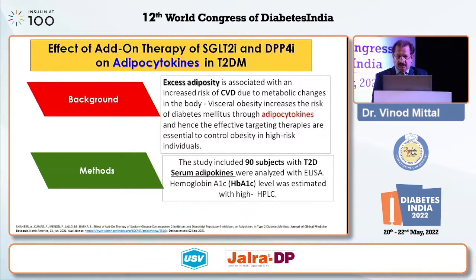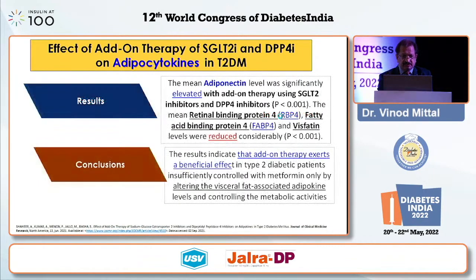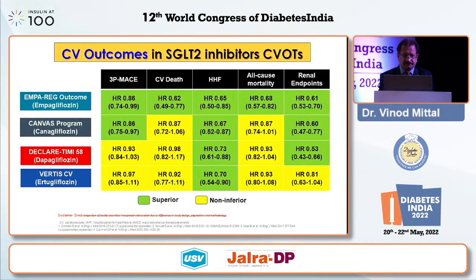Now there are some studies which are again very important. In Indians there is central obesity and less adiponectin. This has also been seen, and a study was done where the effect on adipocytokines was observed. We can see here that DPP4 inhibitors and SGLT2 inhibitors improve adiponectin levels, and there is a reduction in retinol binding protein 4, fatty acid binding protein 4, and visfatin, which are inflammatory cytokines. So those are indirect effects, a kind of pleiotropic effect besides glucose lowering.